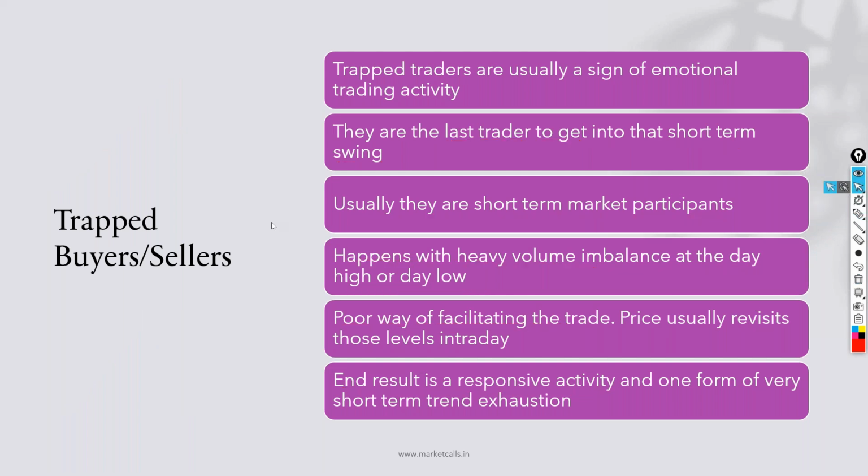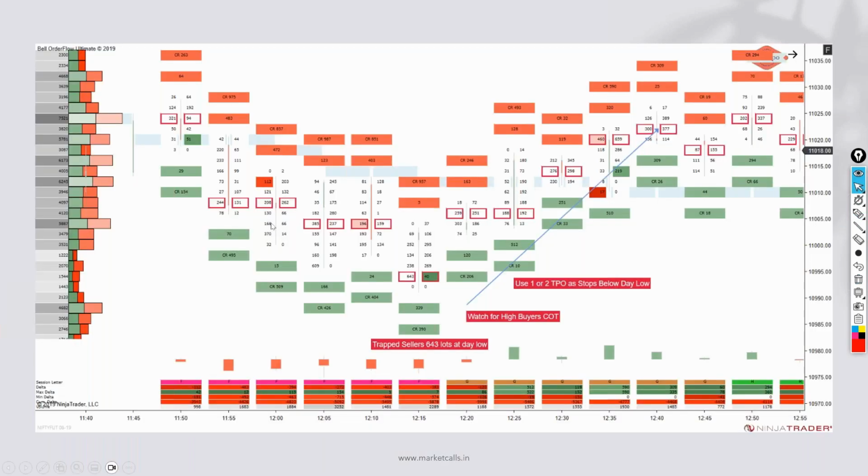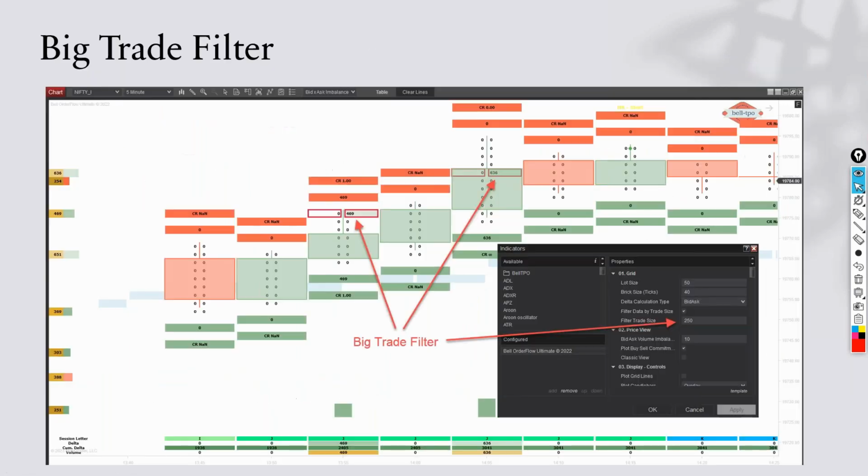More or less the same thing applies to the trapped seller also. A trapped seller is where you'll see a downside activity followed by a big volume at the bottom, followed by a trend reversal, right? That is the key thing involved with the trapped seller. So we had some reasonable discussion about trapped buyer and trapped seller. Maybe in the next series we will have even more exciting trade setups.